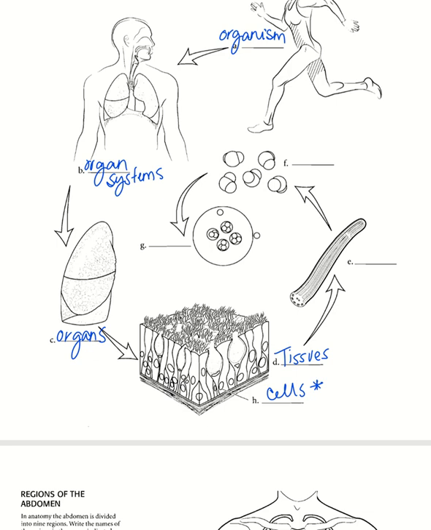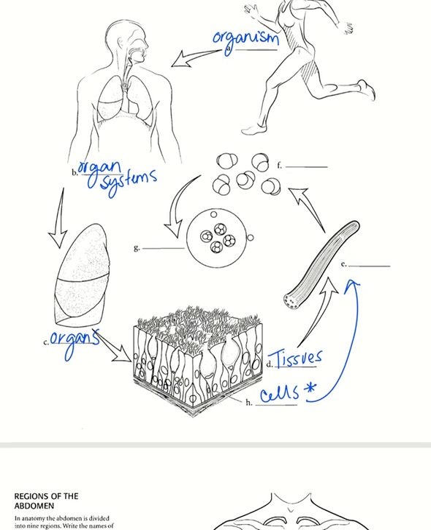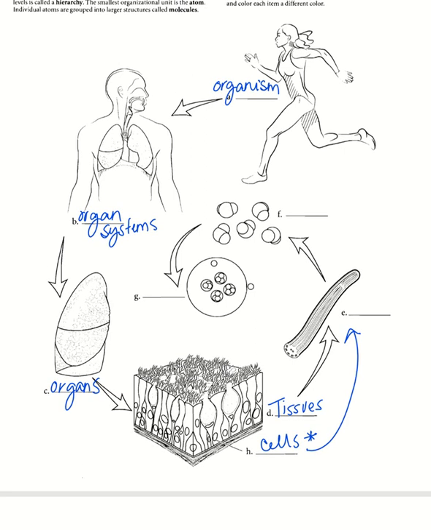And I don't really like how they have this arrow. I'm going to draw my own arrow. From cells, we then have the organelles that are within or make up the cells. And I just spelled organelle wrong. And then organelles are made of molecules, which are made of atoms. Pretty simple, not a whole lot of physiology here.